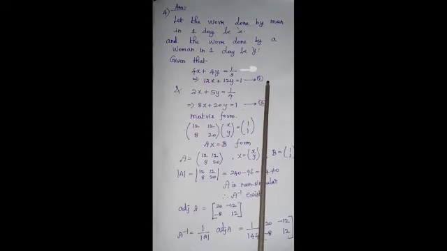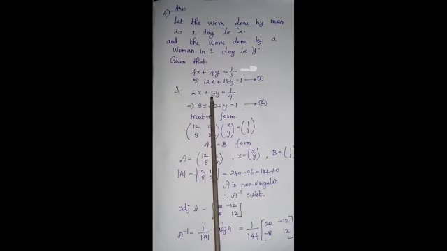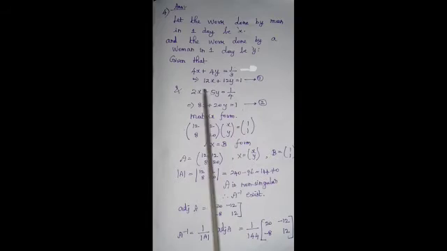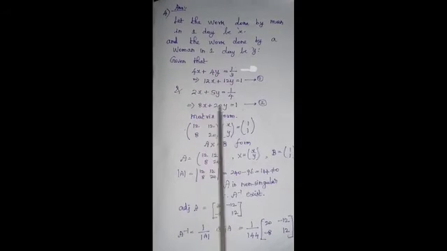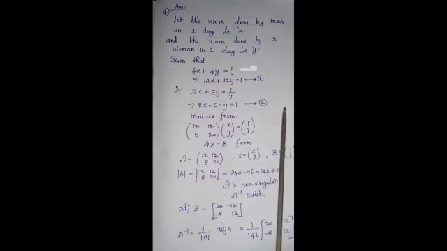And the other equation: 2 men and 5 women can finish the same work jointly in 4 days. It is a part of the work, equal to 1 by 4. So 2x plus 5y is equal to 1 by 4, and cross multiplication gives 8x plus 20y is equal to 1. This is equation 2. To solve these two linear equations and find the values of x and y using the matrix inversion method, first write the matrix form.